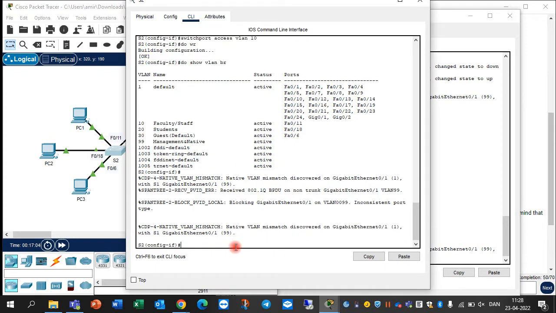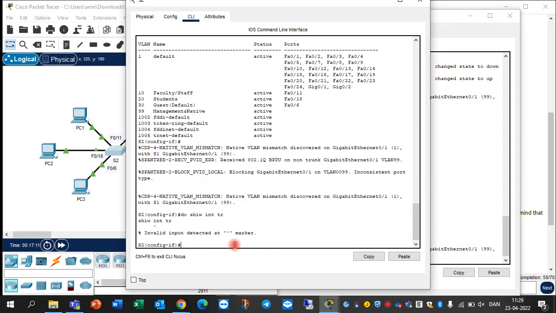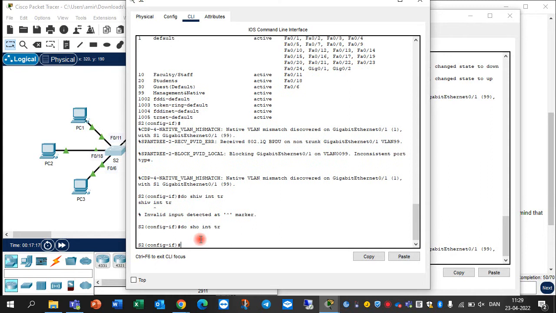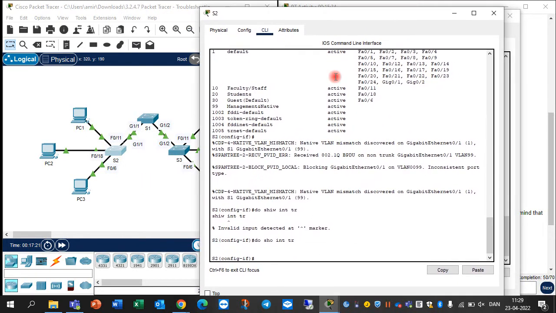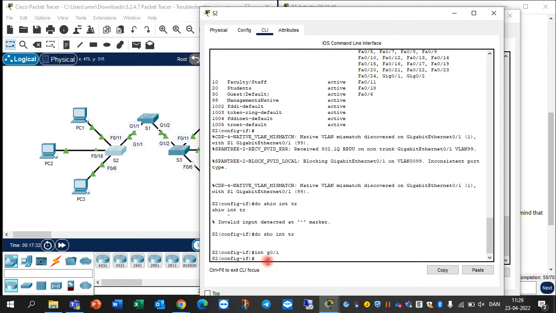What about here? Do show interface trunk. It doesn't have any trunk. It means we don't have any trunk here. In switch 2, G01 interface, okay, should be trunk.